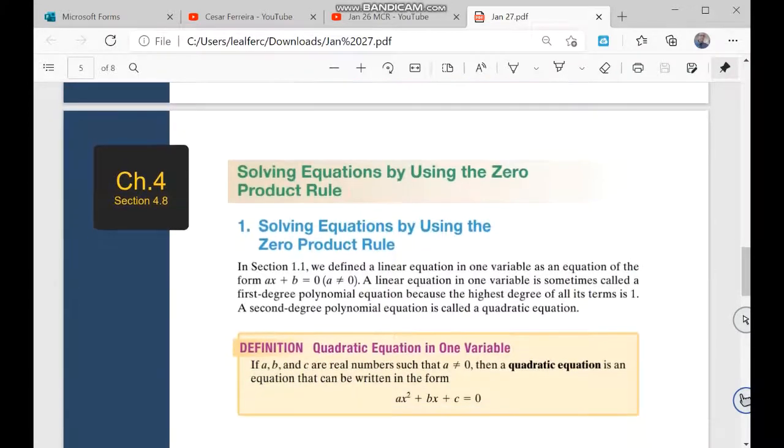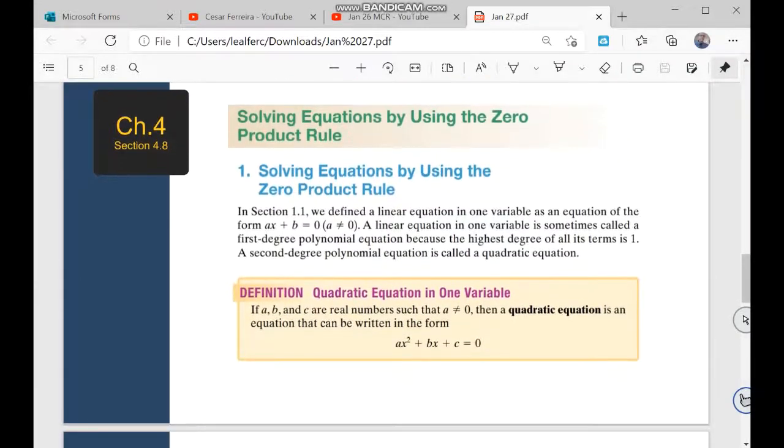And you applied yesterday to solve the questions of the quiz. Today, let's talk about solving equations by using the zero product rule. Remember, this is the last topic where we will work on chapter 4, on polynomials. And this is kind of an application.